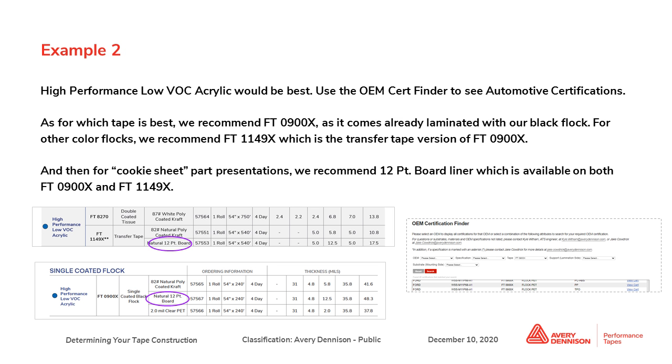In addition to that, we have the OEM Cert Finder, which you can just Google Avery Dennison OEM Cert Finder, and you can plug in different substrates, laminates, tapes, or OEM specifications, and you can download specific certifications against that specific specification to share with your customer to make sure that your selling process moves along quickly here. So the high performance low VOC acrylic is available on several different products in the core series, and they pass plenty of automotive specifications that we certify to that you can download on this website here.